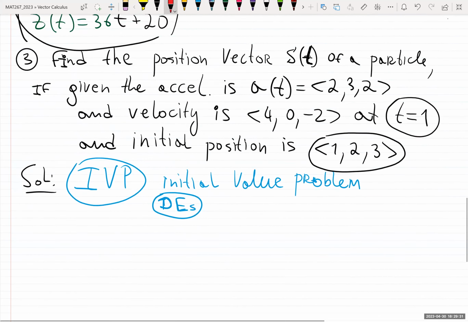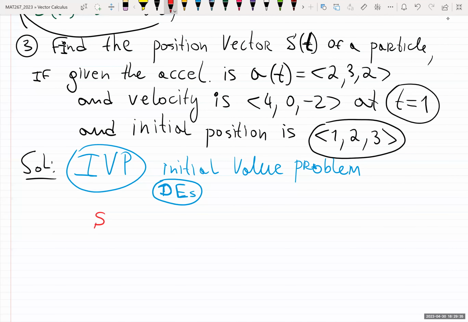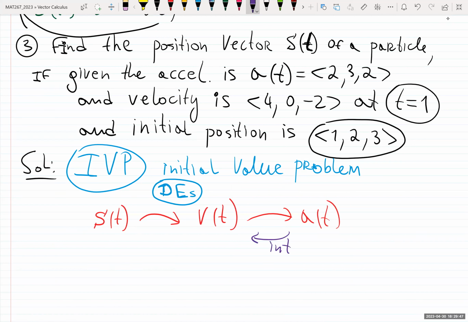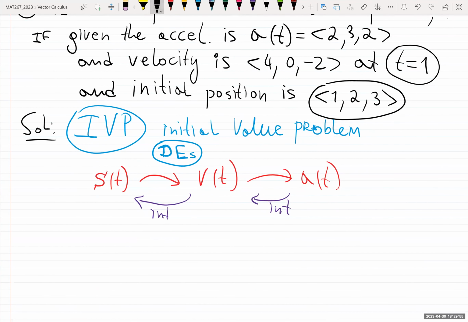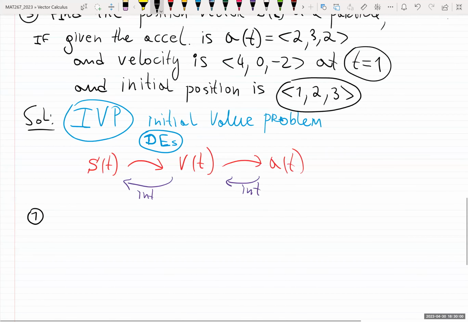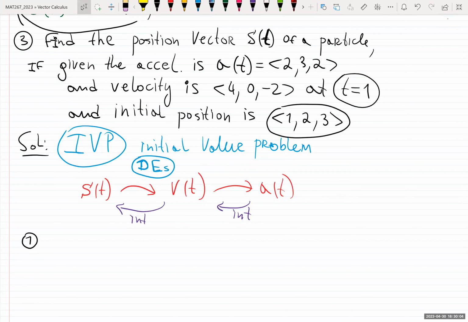Well, the idea is, you know that S of t gives you V of t if you differentiate, and gives you A of t if you differentiate twice. So guess what you need to do? You need to integrate and integrate back. S of t is sometimes called R of t. Step 1, we're integrating to get V of t. We're starting with acceleration, right? So V of t can be found by undoing differentiation: the integral of A of t with respect to t, dt.